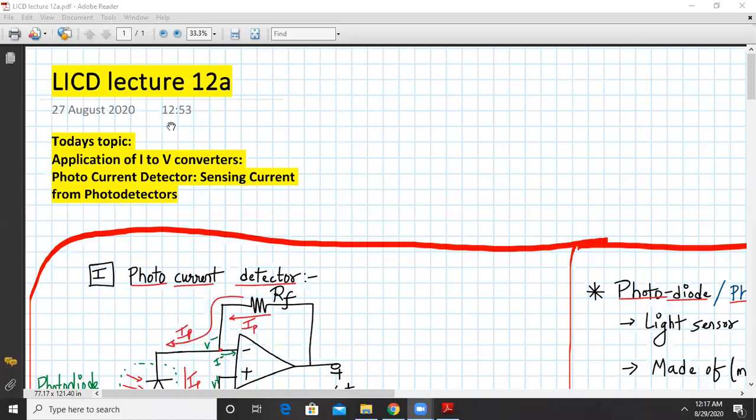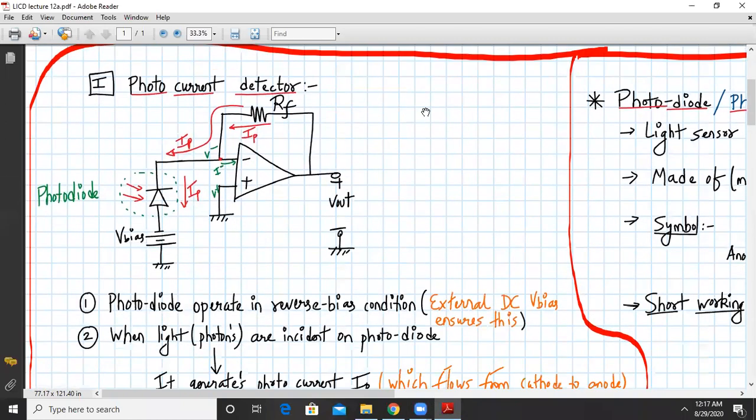Hello everyone, welcome to LICD Lecture 12A. Today's topic is application of current to voltage converters. Specifically, we will be studying photo current detectors, which will be sensing the current from the photo detectors. Okay, so let us start.